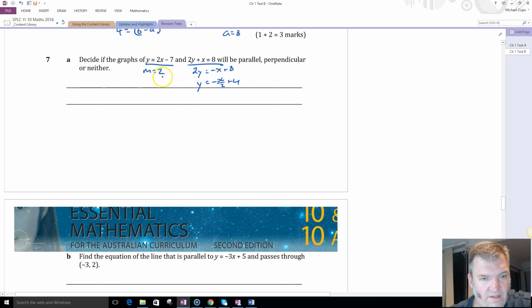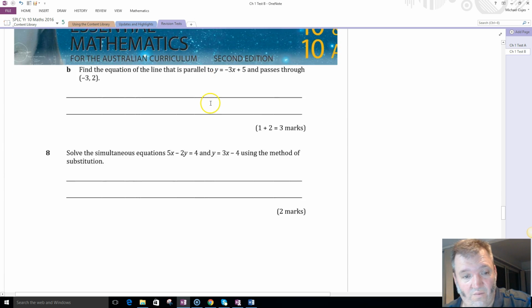What do I know about gradients? They're not the same, so they can't be parallel. If m1 multiplied by m2 equals -1, they are perpendicular. Let's check it. 2 by negative 1 half. The 2s are going to cancel, -1. Therefore, they are perpendicular lines. Somehow left off the other bit there. There you go. We are almost there.